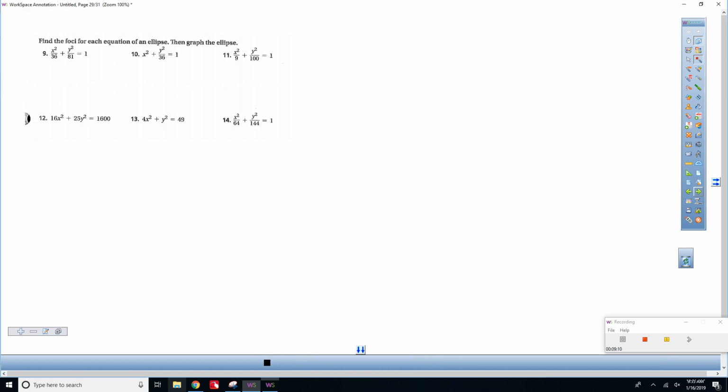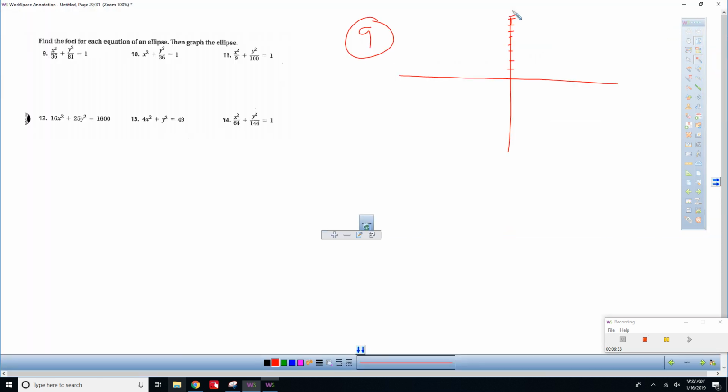Next, find the foci for each equation, then graph it. Well, how about I do things the way I want, because this is America, and I'm going to graph it first. Just going to sketch it. Okay? Feel free to grab some graph paper from me if you guys want. It's going to be vertical. So let's just call that 0, comma 9. Let's get about the same distance below. Let's call that 0, comma negative 9.